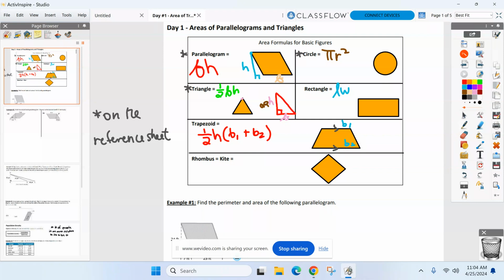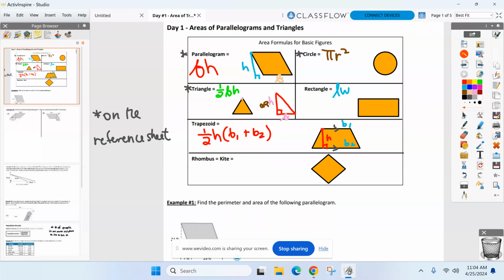And the height comes from one of the vertices. All right, I'll do the one inside here. Here you go. There's your height. All right, there's the height. So the bases are the parallel sides, height drawn perpendicular from a vertex.